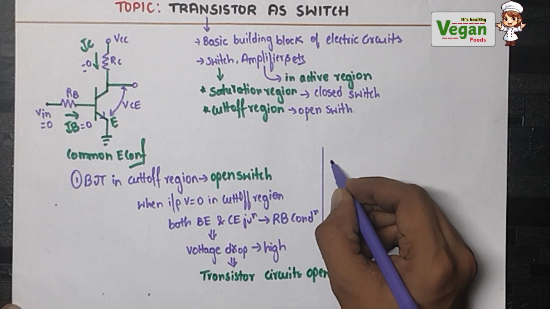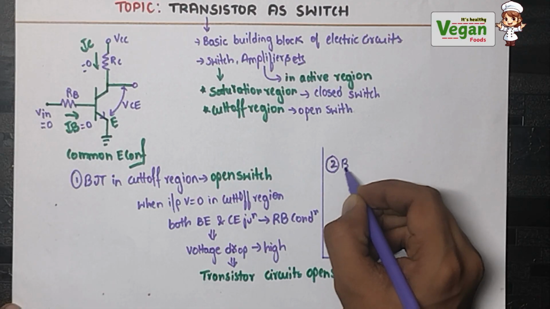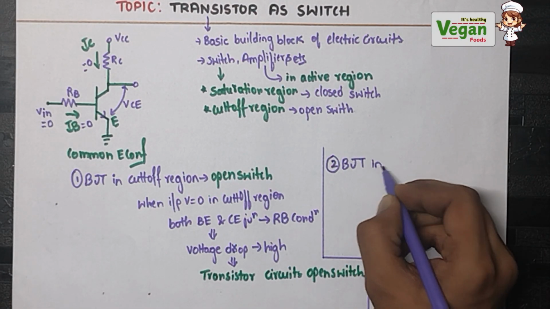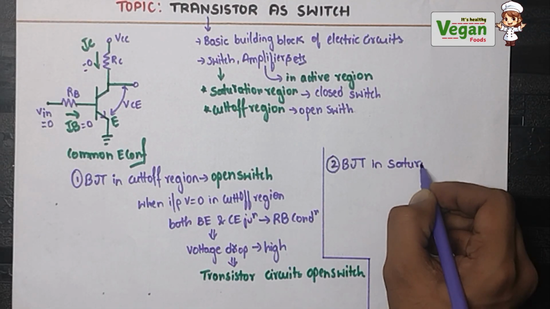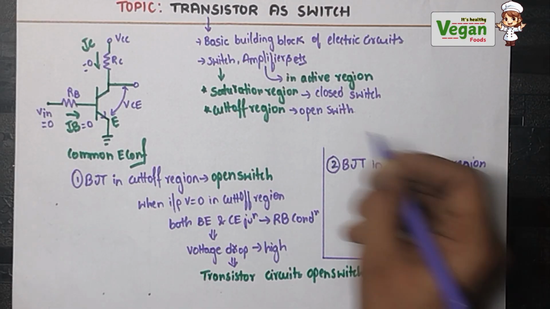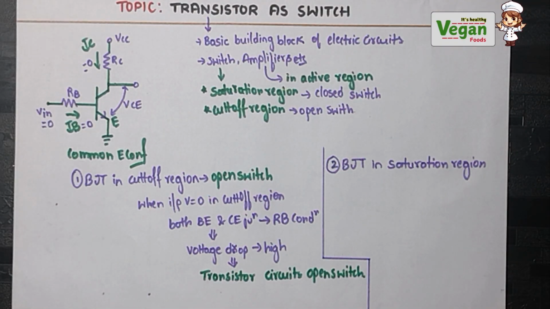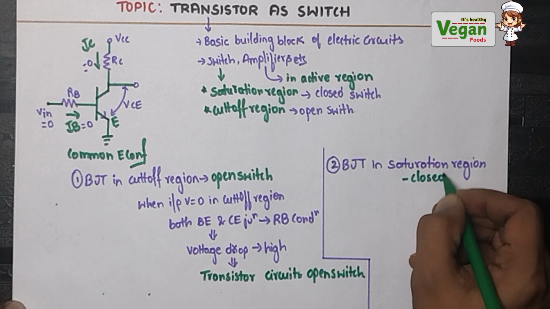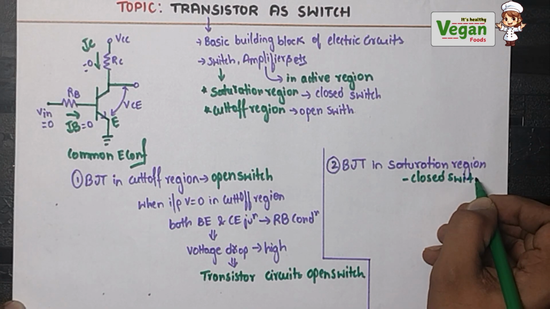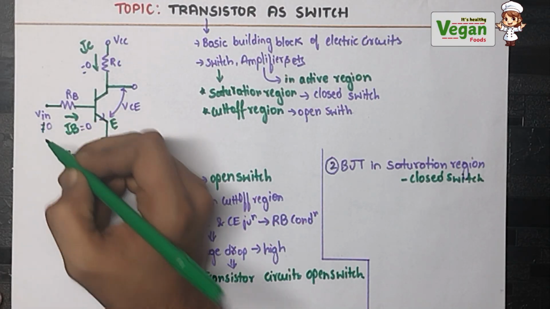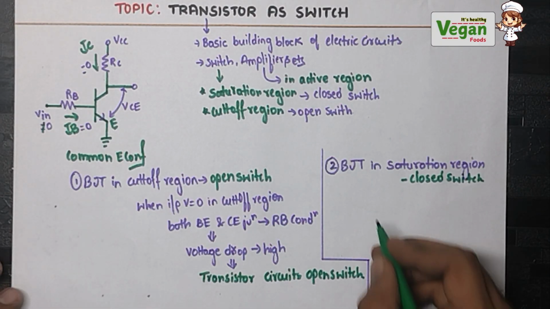Now let's discuss the second condition, that is, the BJT in the saturation region. I already said earlier that when the transistor is in the saturation region, it will act as a closed switch. Here the input voltage will not be equal to 0. It will be a positive pulse.